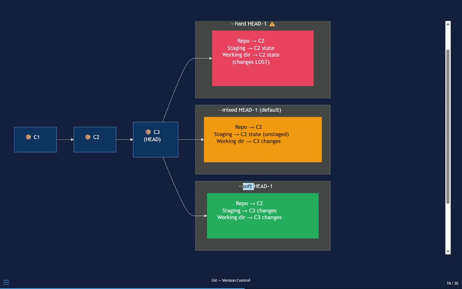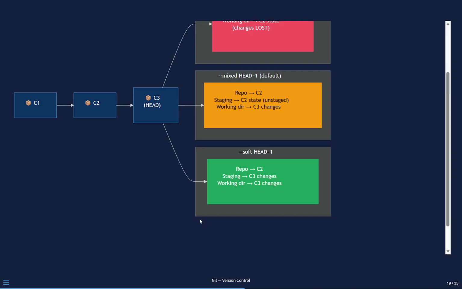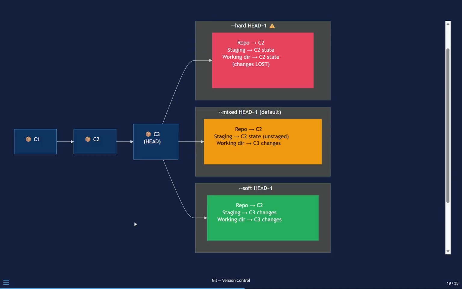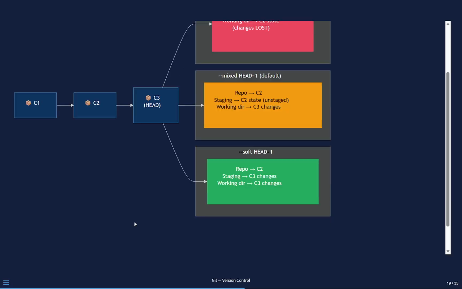Mixed. The default. Git moves the repo back to C2, clears the staging area to match C2's state, but leaves C3's changes in your working directory as unsaved, unstaged modifications. Your work is safe, but you need to restage it. Hard. Git moves the repo back to C2, resets the staging area to C2, and resets the working directory to C2. All changes from C3 are gone. This is the nuclear option, shown in red for a reason.